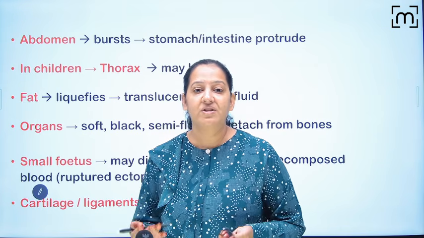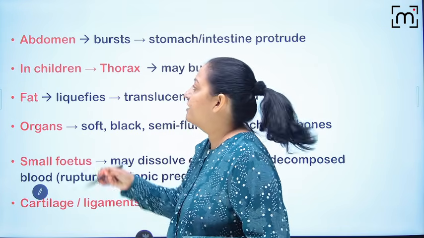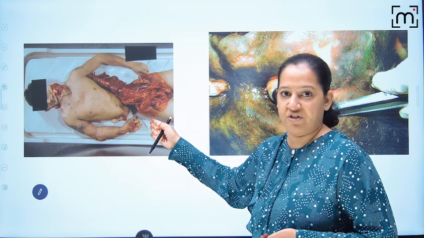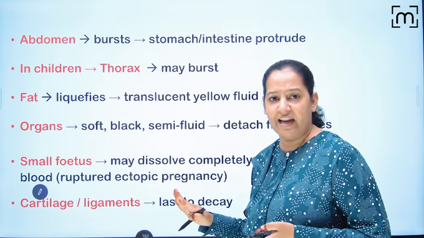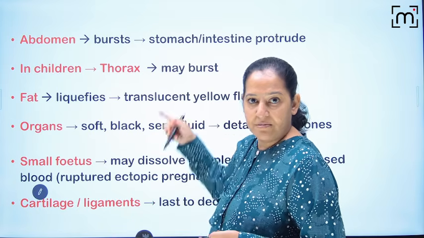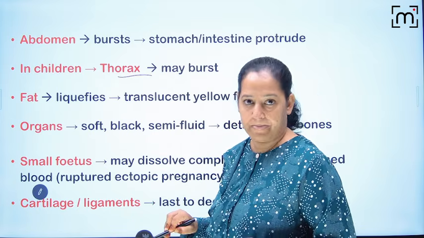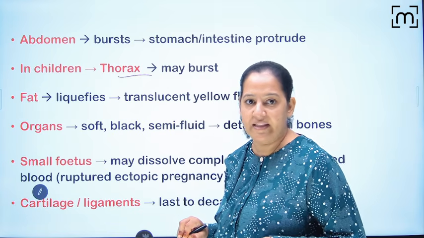Now, tell me the features of liquefactive necrosis. The complete abdomen bursts. Sometimes in the dead body, the abdomen bursts because of liquefaction. Everything gets liquefied inside. When the abdomen bursts, stomach and intestine can protrude. In children, the thorax can also burst. The thorax is also soft, the ribs are soft, and that can also burst.